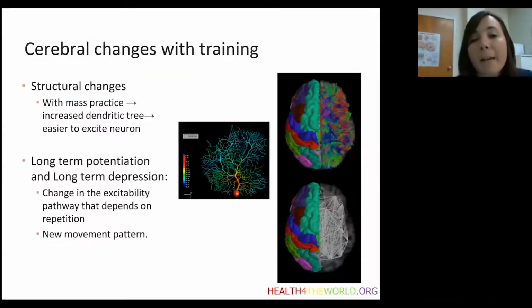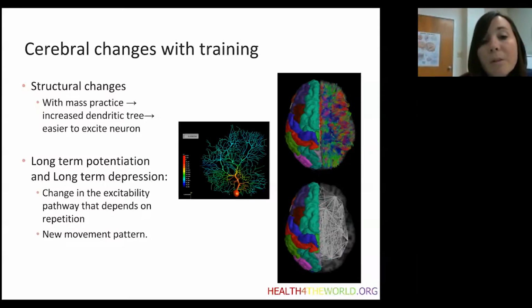The next thing that you want to look at is really the structural changes that you're starting to see inside the brain. So what we've noticed with mass practice, meaning lots and lots of practice within a session, is an increase in the dendritic tree, which makes it easier to excite a neuron. The easier it is, the more likely you are able to actually get those neural circuits working and be able to establish that new movement pattern.